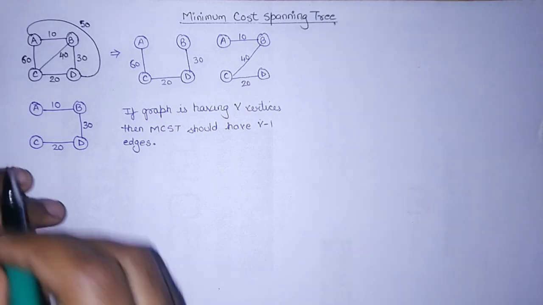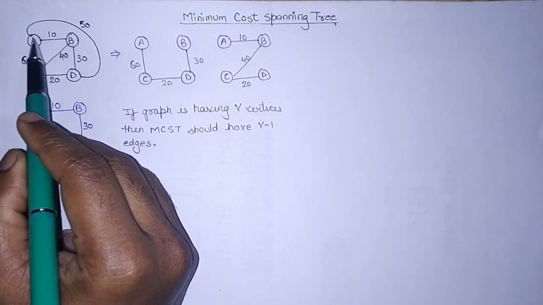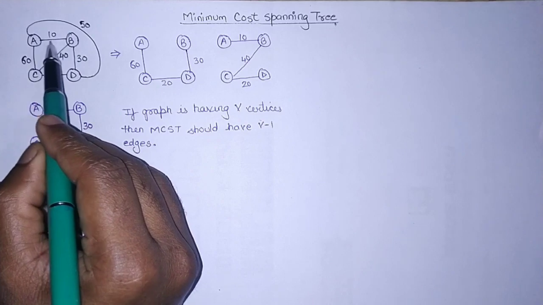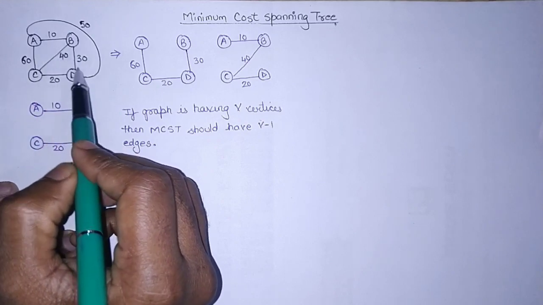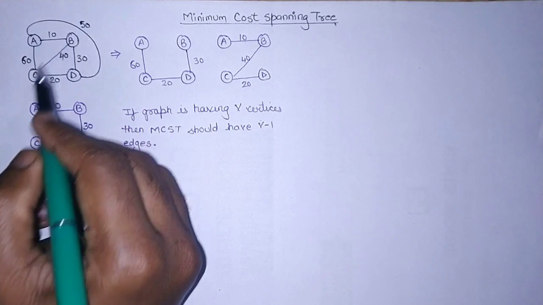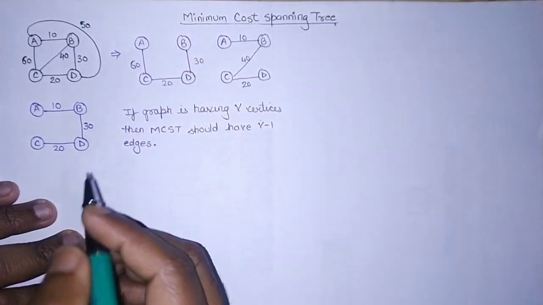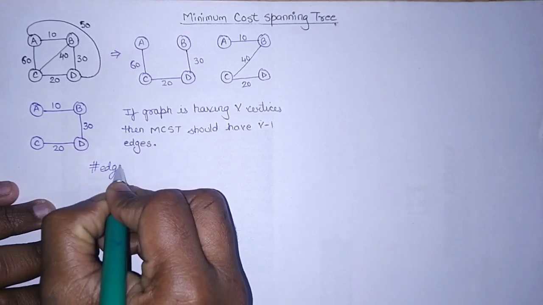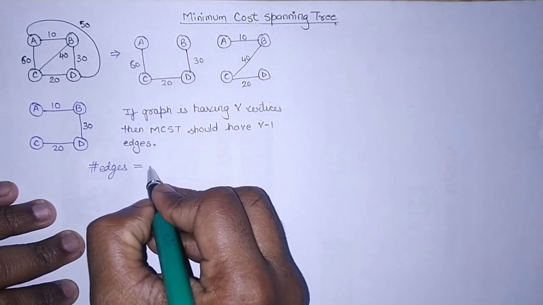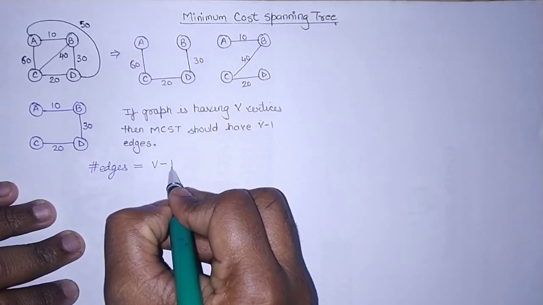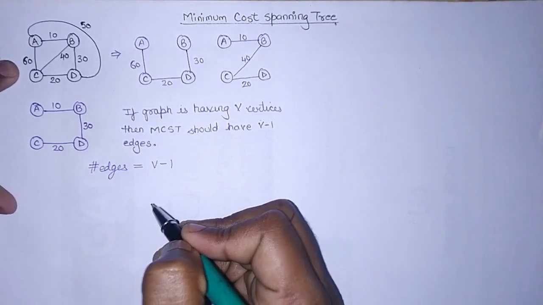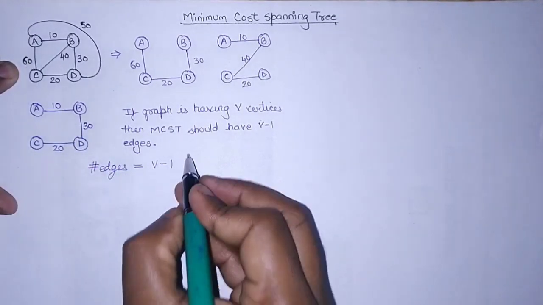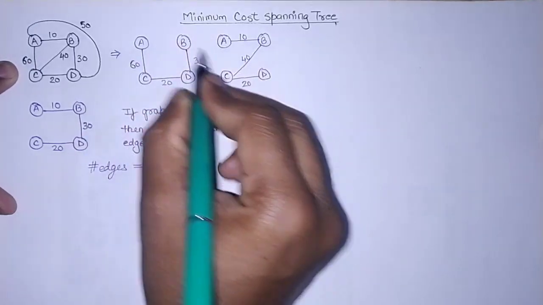What does it mean? Here I have a particular graph given, with edge weights associated with the respective edges, and I have 4 vertices. The number of edges in a spanning tree has to be the number of vertices minus 1. That means there are 4 vertices, so 4 minus 1, 3 edges have to be there in this particular example.